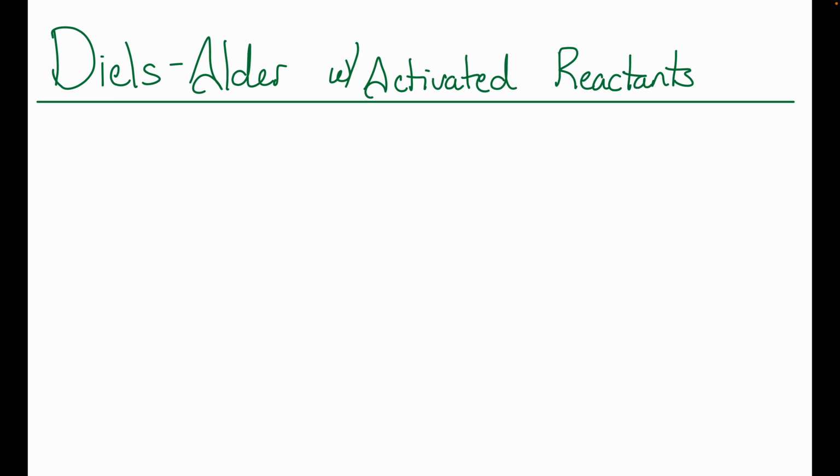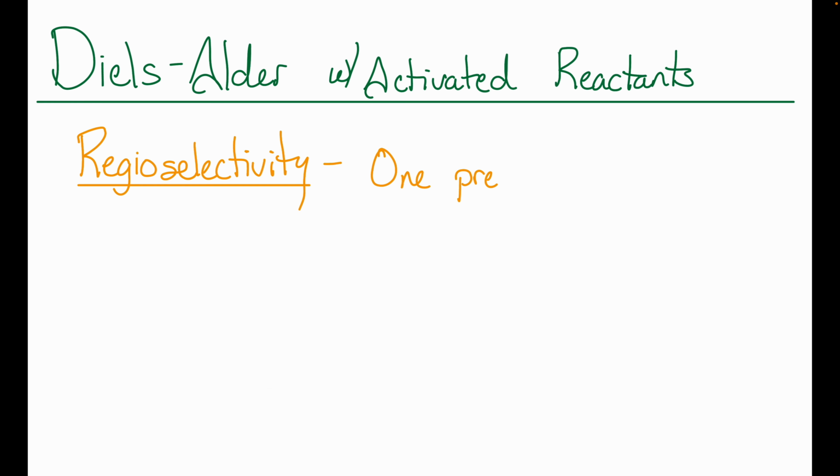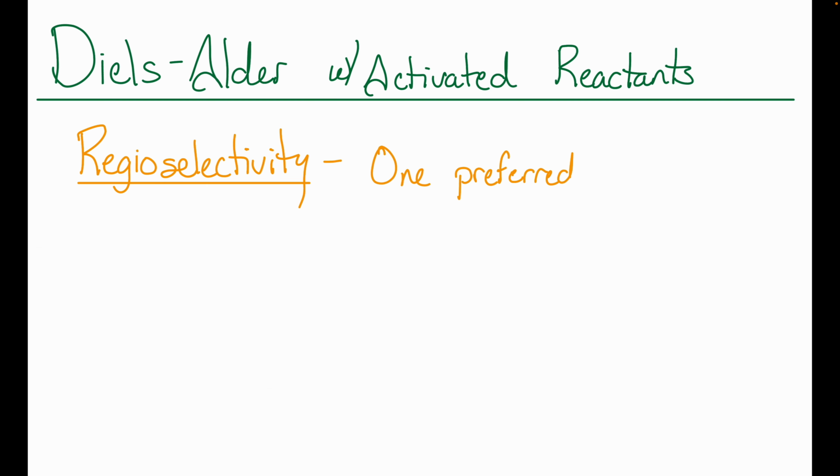And what we're going to see is we have to deal with our regioselectivity of these reactions. All right, by our regioselectivity, we mean that we get one preferred orientation of our reactants.